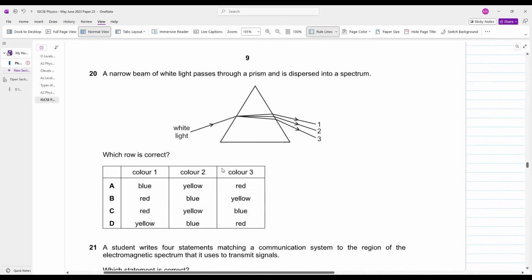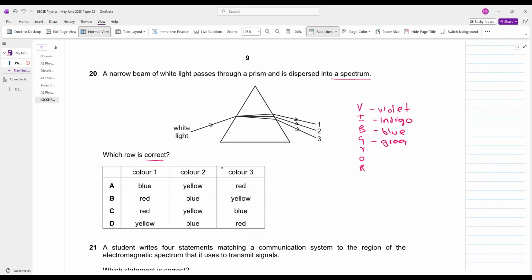Let's move ahead. Okay. A narrow beam of white light passes through a prism and is dispersed into a spectrum. Which row is correct? Do you remember the acronym? VIBGYOR. This is violet. This is indigo. This is blue. This is green. This is yellow. This is orange. And this is red.